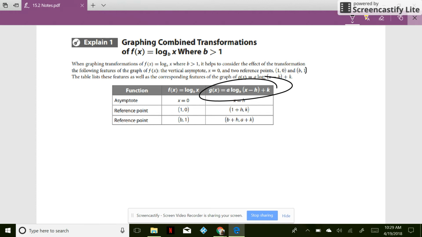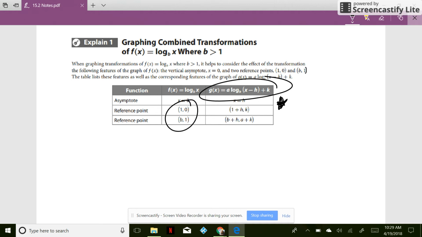Inside of the logarithm here is going to be your x changes, and then outside is your y changes. The main difference here, your asymptote is going to be going along with your x values now. So instead of before it was y equals k, here it's going to be x equals h, because instead of a horizontal, we have a vertical asymptote.